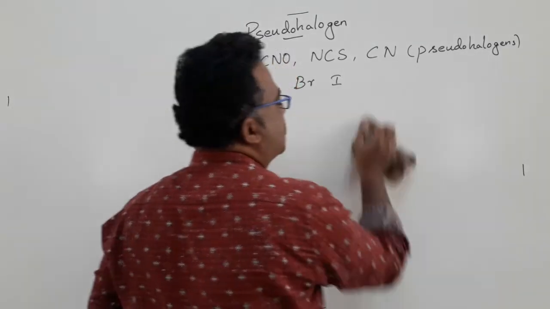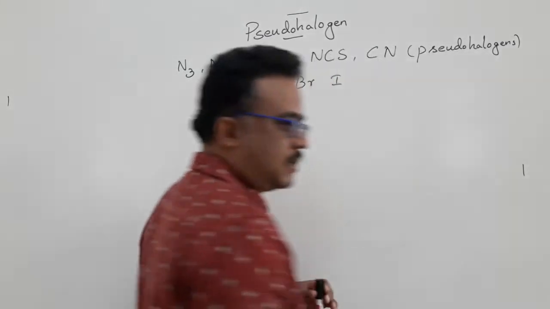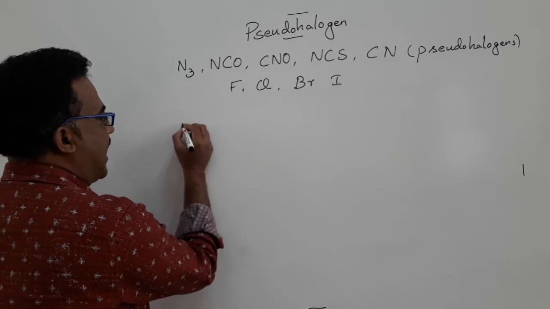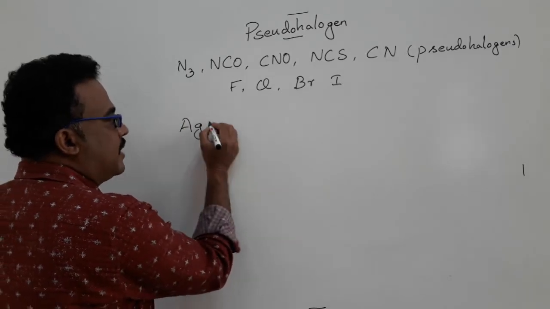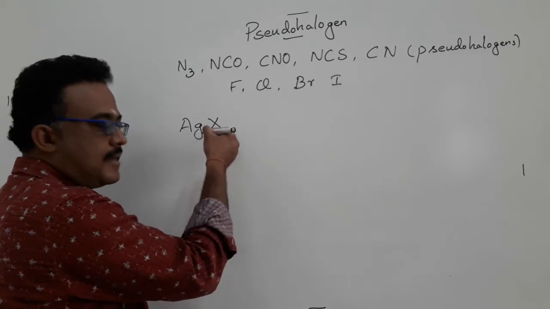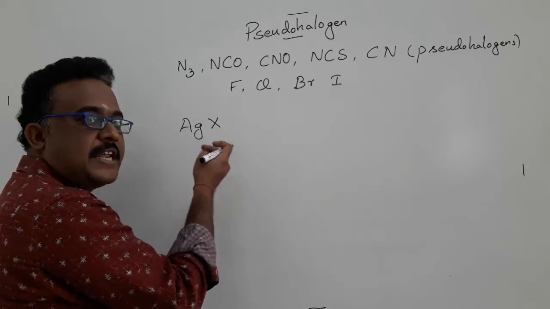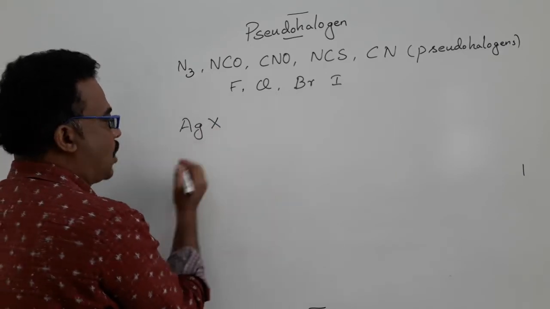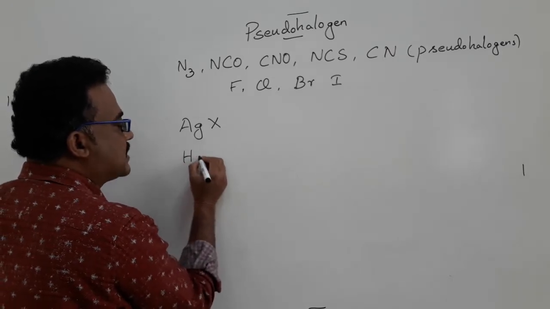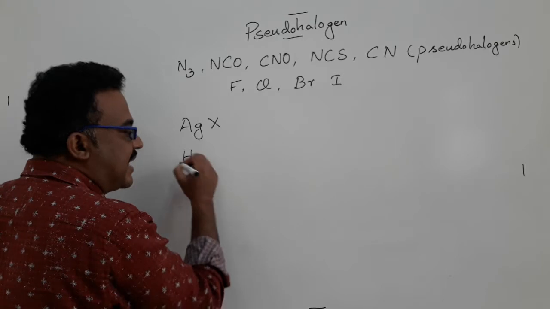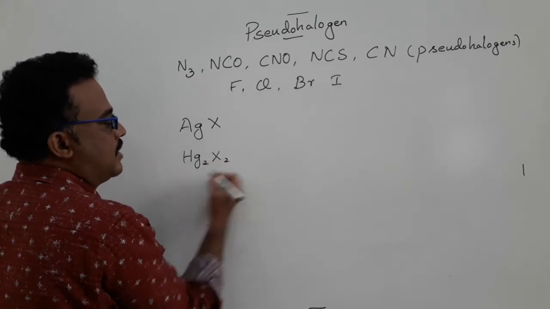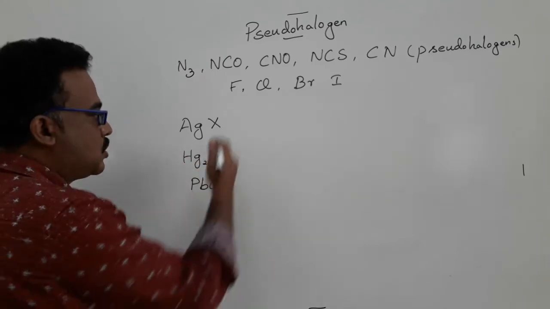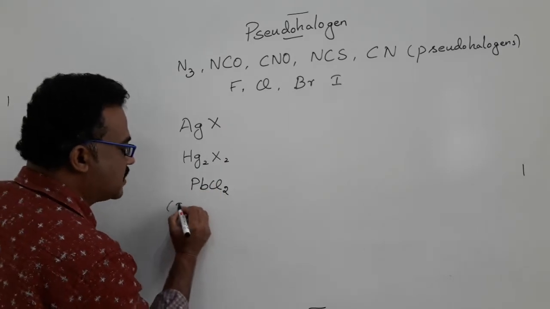Fourth one: most metal halides are soluble, but some of them are insoluble. For example, silver salts are mostly insoluble. Silver chloride, silver bromide and silver iodide have very low solubility products. Also, mercurous salts and mercury-containing halides have low solubility, and lead chloride is again an insoluble solid. These are some examples of insoluble solids.